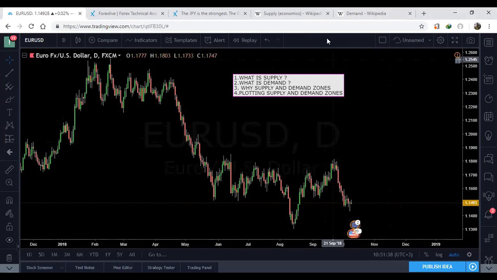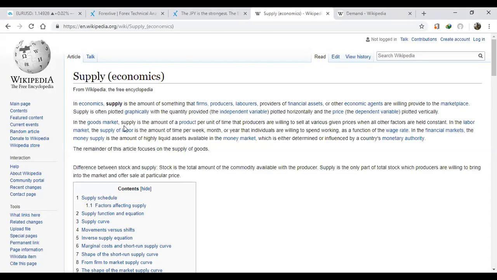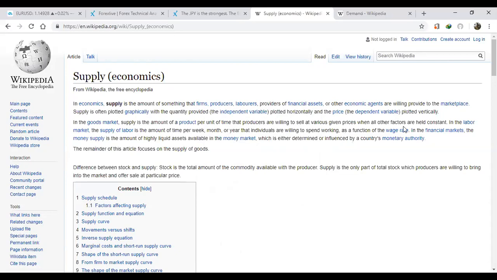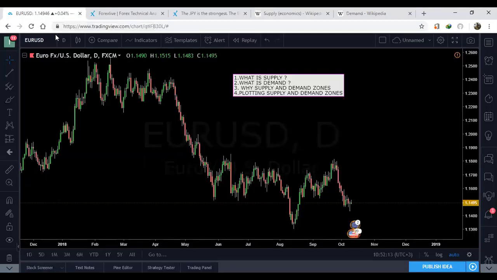So first, we're going to look at what is supply. According to Wikipedia, in economics, supply is the amount of something that firms, producers, laborers, providers of financial assets, or other economic agents are willing to provide to the marketplace at a given time. Time has not been included here, but you need to have time when something is being provided to the market.